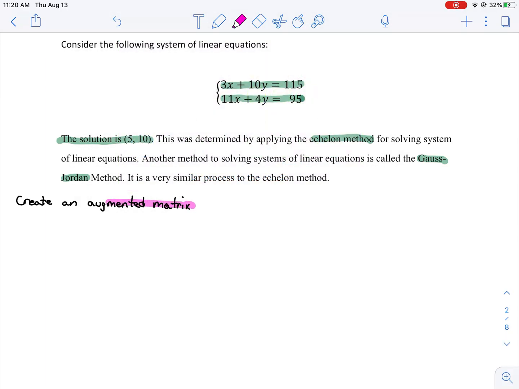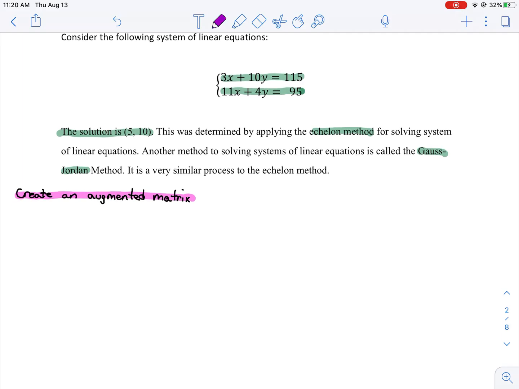And to apply the Gauss-Jordan method, we're going to create what's called an augmented matrix. And that is going to be a rectangular array of numbers that looks like this. Where the first column are the coefficients of x, the second column are the coefficients of y, and the third column are the constants.